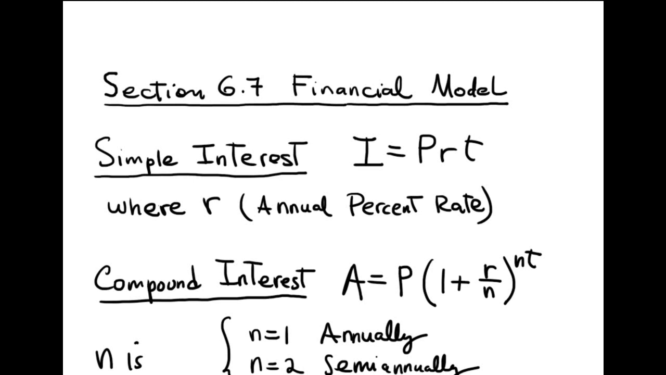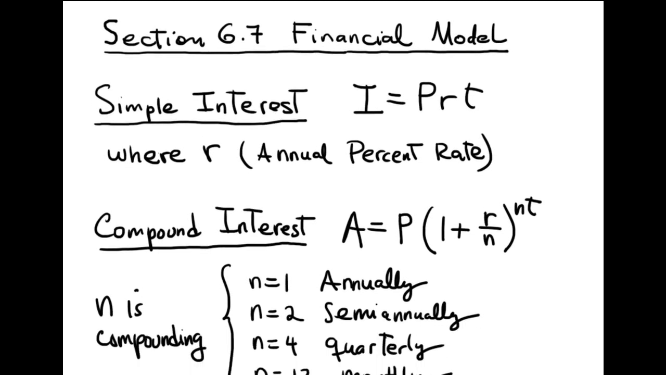Okay, section 6.7 is financial model. Simple interest. The formula is I is equal to P, where P is the present value, R is the annual percent rate in decimal, and T is the time in years. This is the formula for the simple interest.